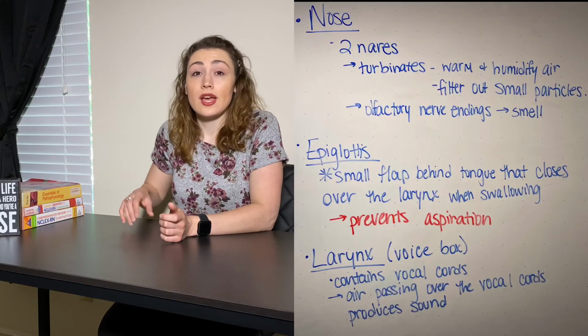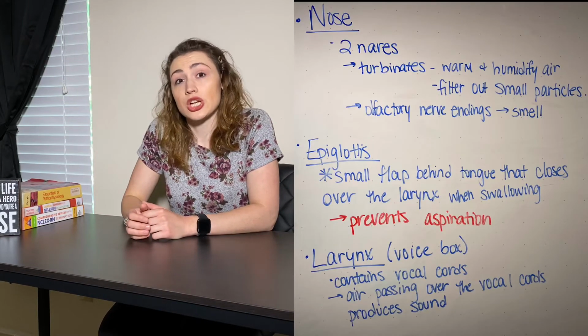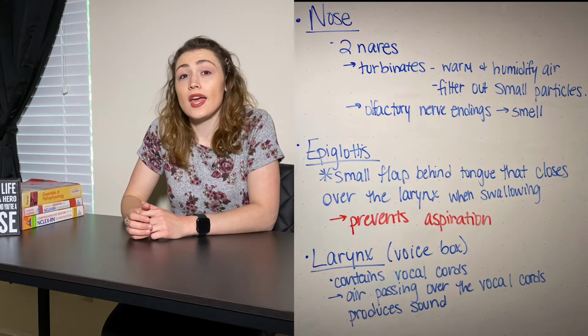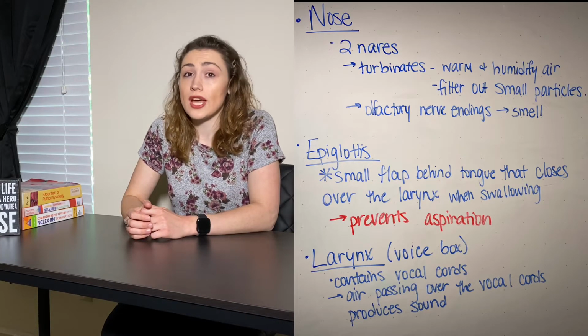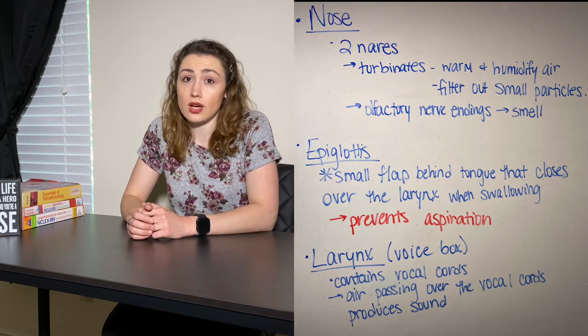So air comes in your mouth and your nose, and it passes through your pharynx or your throat, past your epiglottis, into your larynx. Now the epiglottis is this projection that's right behind the tongue, and its goal is to cover the airway during swallowing. That way we don't aspirate or get food into our lungs.